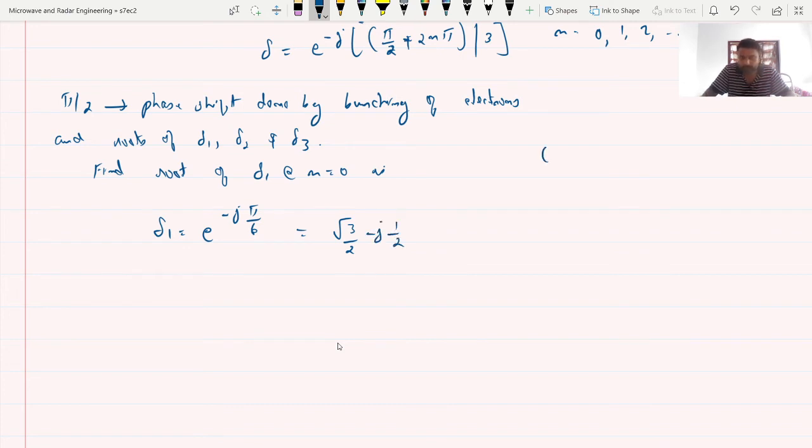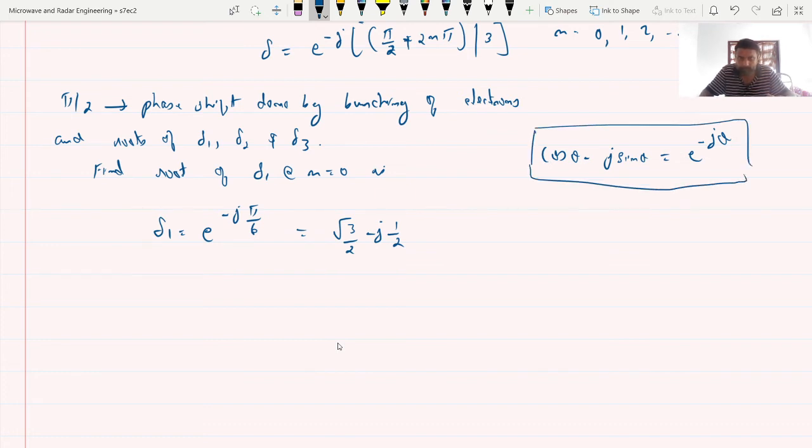I will write here cos theta minus j sin theta is equal to e raised to minus j theta. Keep in mind this one, because you can see that delta is e raised to j theta, theta is nothing but pi by 2 plus 2n pi by 3. So it is of this form, cos theta minus j sin theta. So this is the first root.